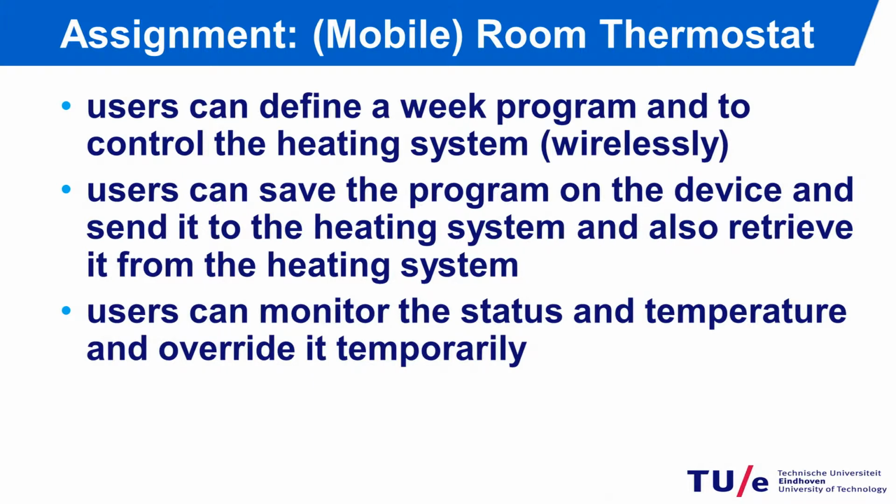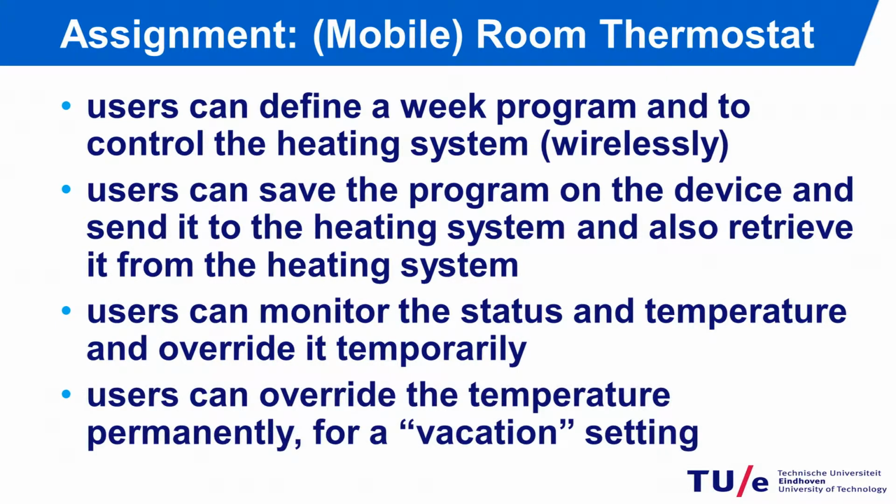Users can always monitor the status and the temperature. So you can see how warm it is in the room where the actual sensor is. The sensor, of course, is not on your phone because you may be on the road, and the heat is measured inside your house. You can change this setting. You can temporarily override the temperature. If you feel a bit cold, right, the user can increase the temperature a bit.